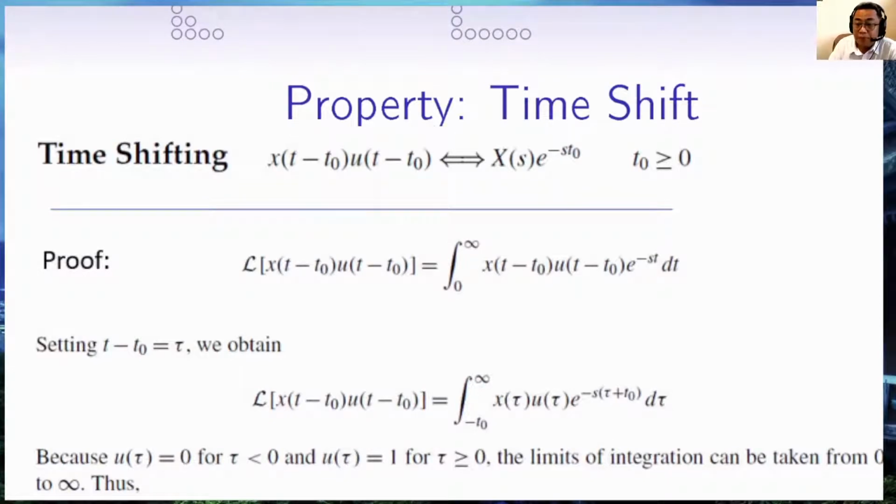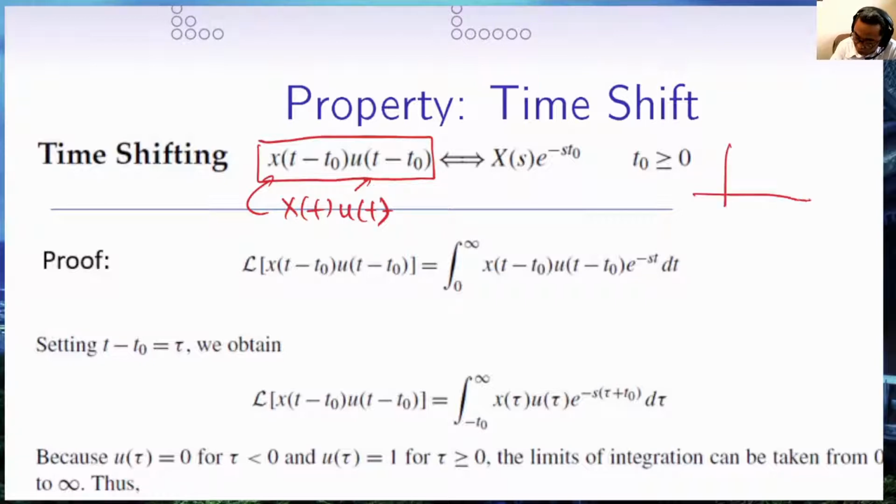Let's examine the property of time shift. We have a signal x of t and it will be delayed by t naught. In addition to that, we are also going to delay the unit step by t naught. So this function then looks like this.